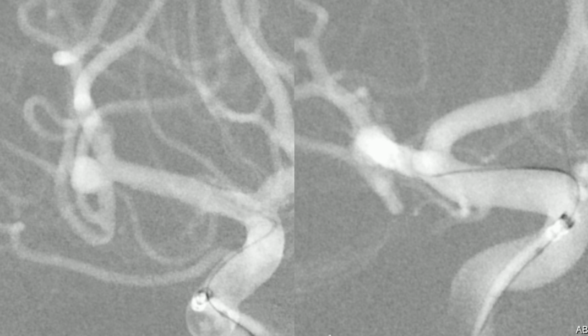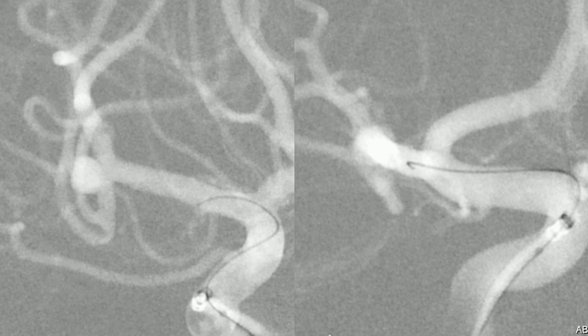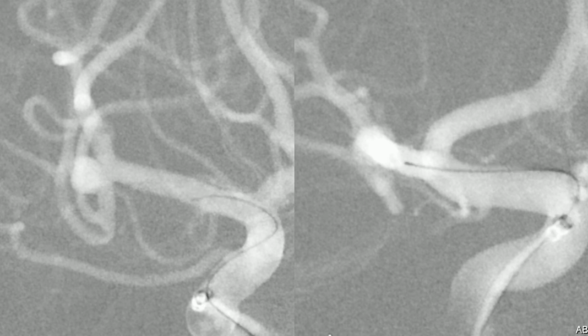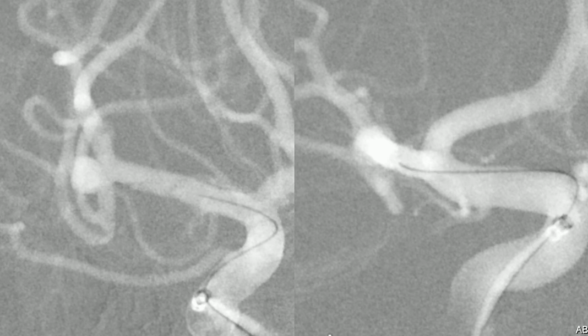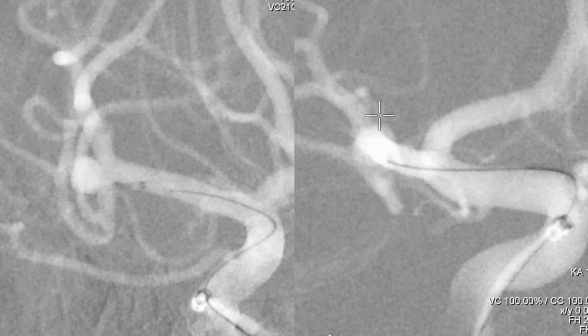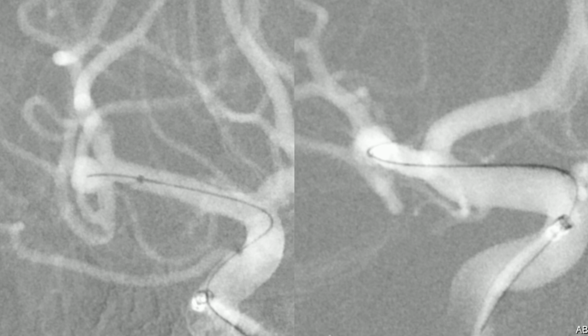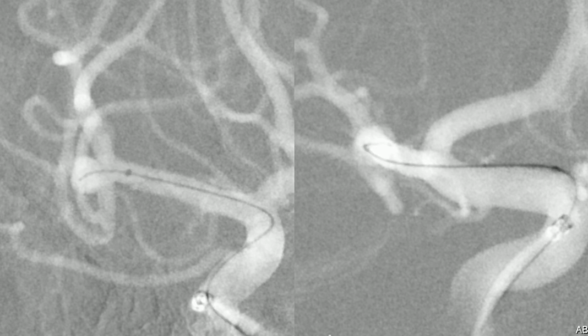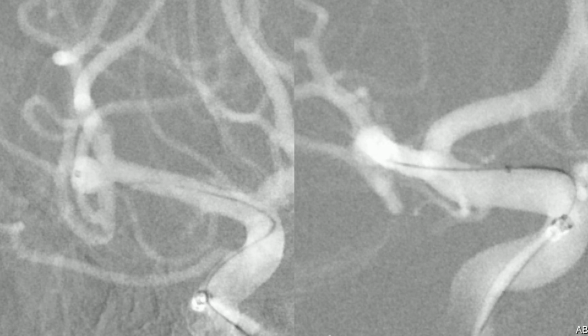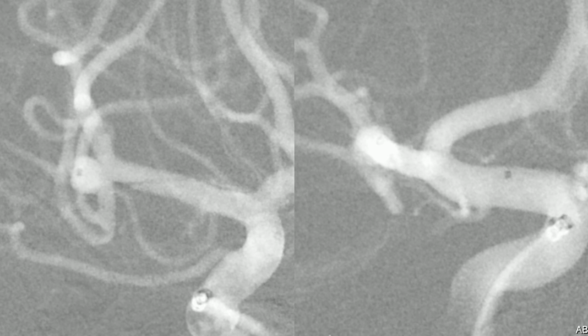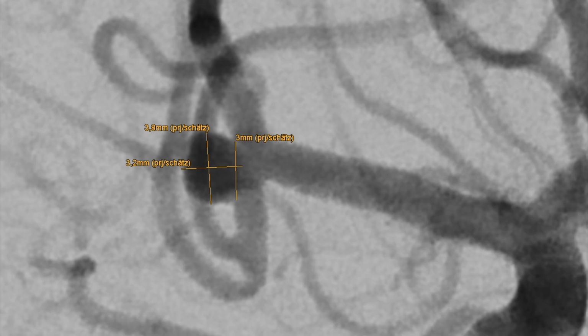We push the microwire into the M1 segment of the right MCA, and then we push the microcatheter, and after that we can push the microwire into the sac of the aneurysm carefully, and then we can push the microcatheter into the sac of the aneurysm, and after that we can pull back the microwire out of the microcatheter.